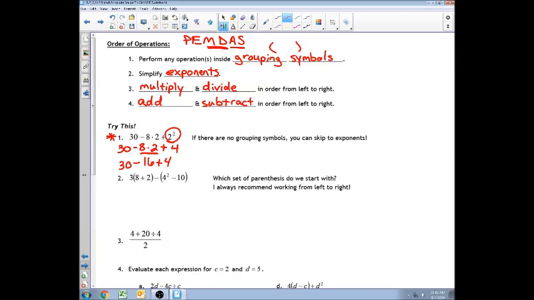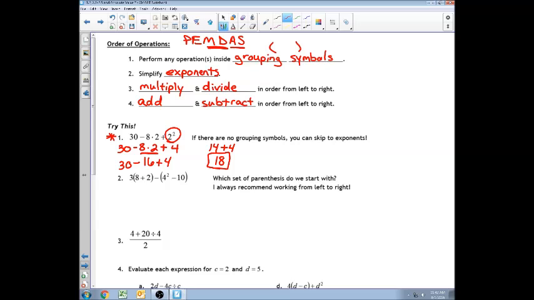Last step is to look for addition and subtraction. Well, we have 30 minus 16. 30 minus 16 would get me 14. So we have 14 plus 4. Final step is to add those together. Final answer would be 18.